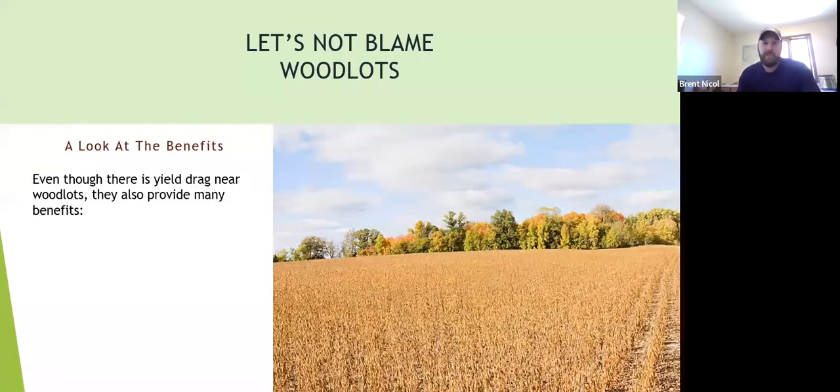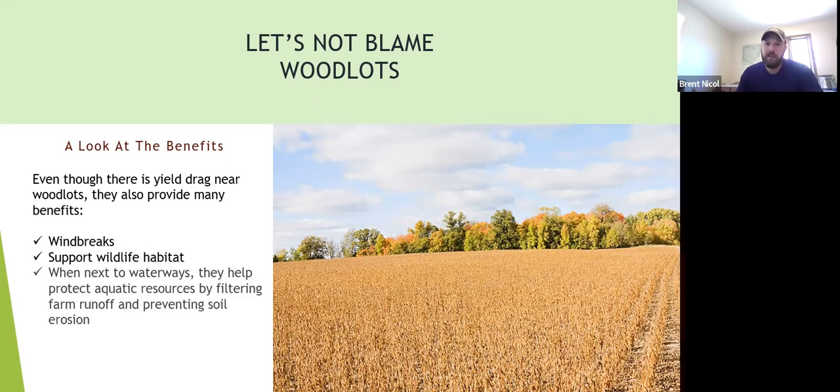So for this slide, as we get close to wrapping up here, I think it's important to note that we shouldn't blame woodlots, obviously, for the yield drag. Though it is beneficial to manage farmed acres near the woods a little bit differently. Some benefits of woodlots: they provide windbreaks to the field, they support wildlife habitat, they help protect aquatic resources by preventing erosion, filtering farm runoff, and obviously they sequester a whole bunch of carbon from the atmosphere.